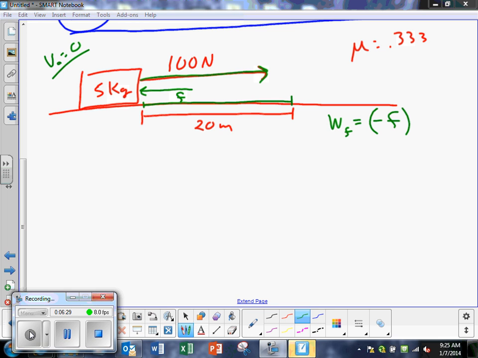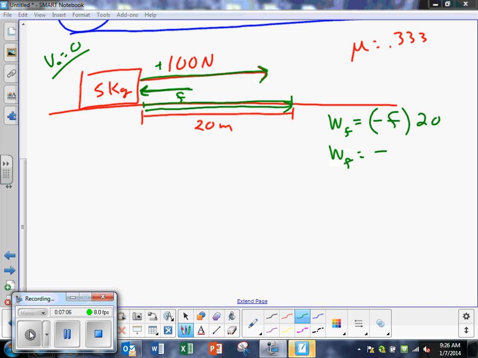Because if I'm deeming this a positive direction, then this would be the opposite or negative. And then the displacement here is 20, which is still in the positive direction. So what do you see? Our work of friction then ends up being a negative number. Okay? So like I said, there's no real negative in the vector sense, but this would be taking away from this other energy.